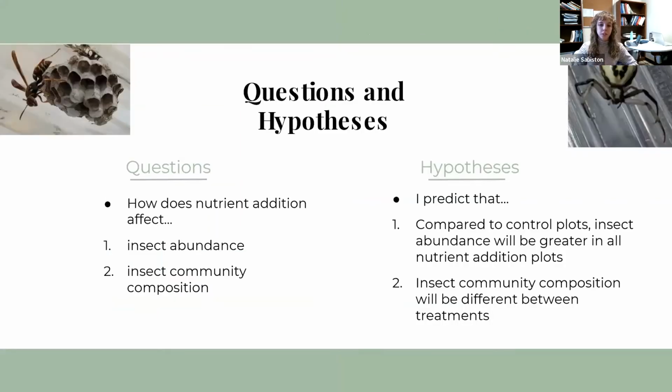So I began my research by asking these initial questions. The first being, how does nutrient addition affect insect abundance? And the second being, how does this affect insect community composition? I predicted that because nutrients can affect the physiology and limit the growth of insects, insect abundance will be greater in all of the nutrient addition plots when compared to the control plots. And insect community composition will be significantly different between the treatments.